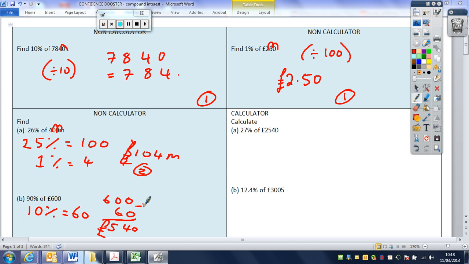How do I write this in terms of using a calculator? Ethan? So you do 27 over 100. Equals 0.27. And times it by 2,540.